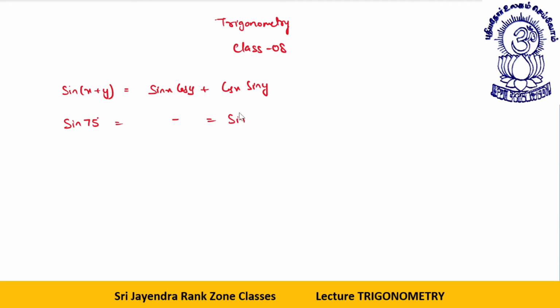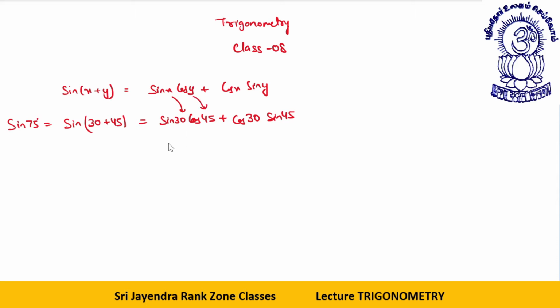Let me write over here. This is sine 75 degree is equal to sine 30 plus 45. That is sine 30 cos 45 plus cos 30 sine 45. Sine 30 cos 45 plus cos 30 sine 45. Directly putting x as 30 and y as 45.